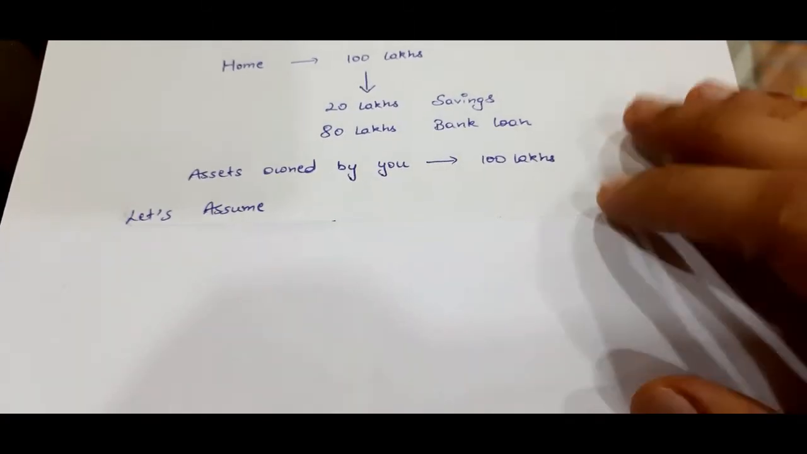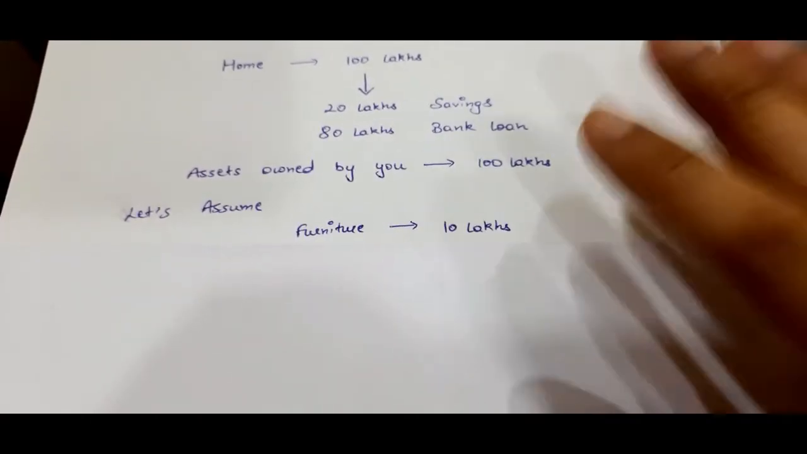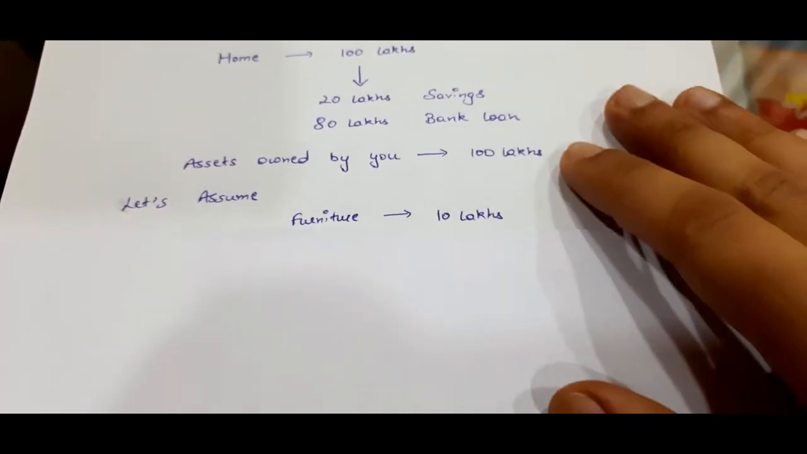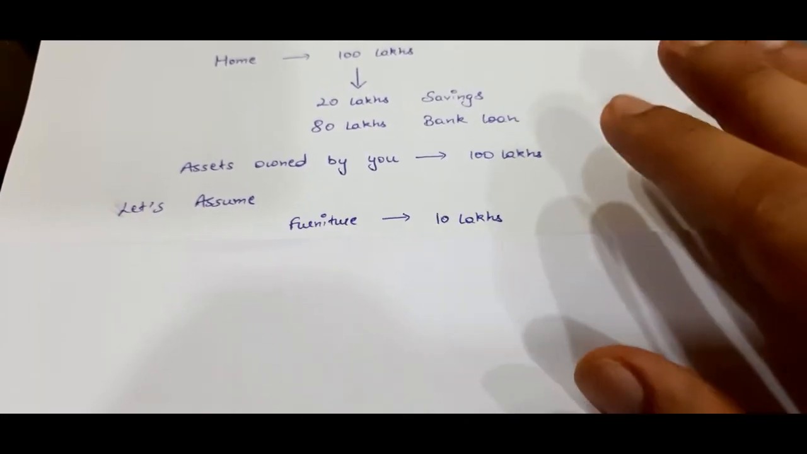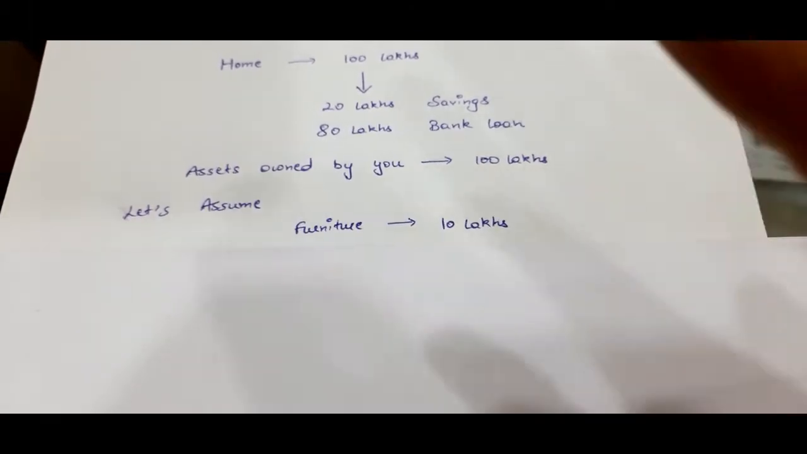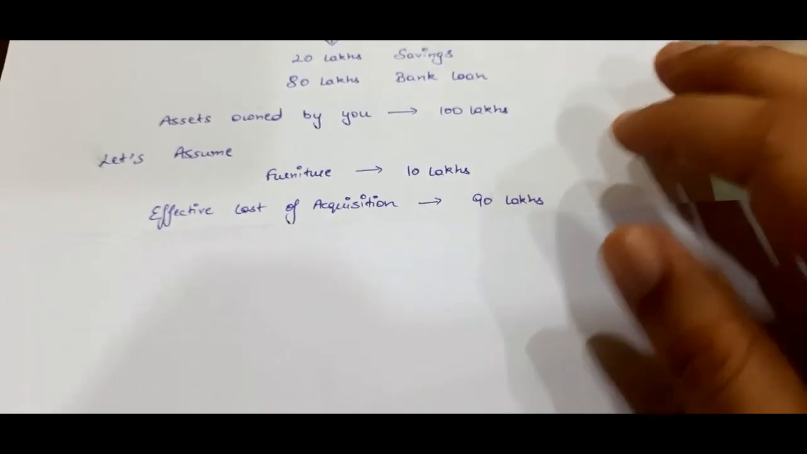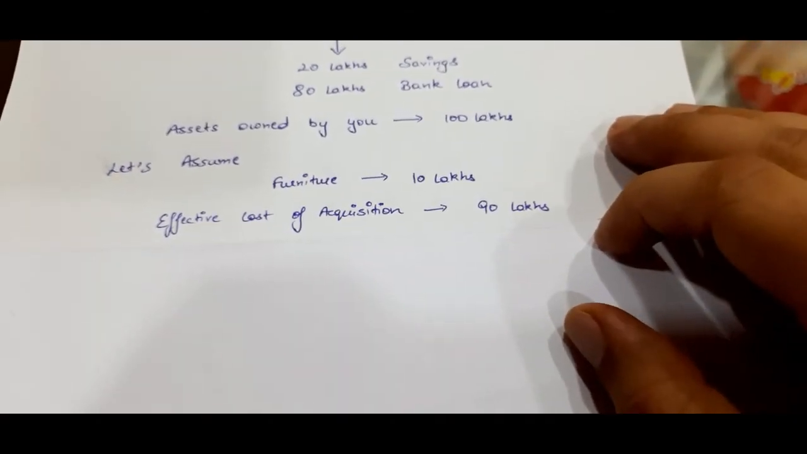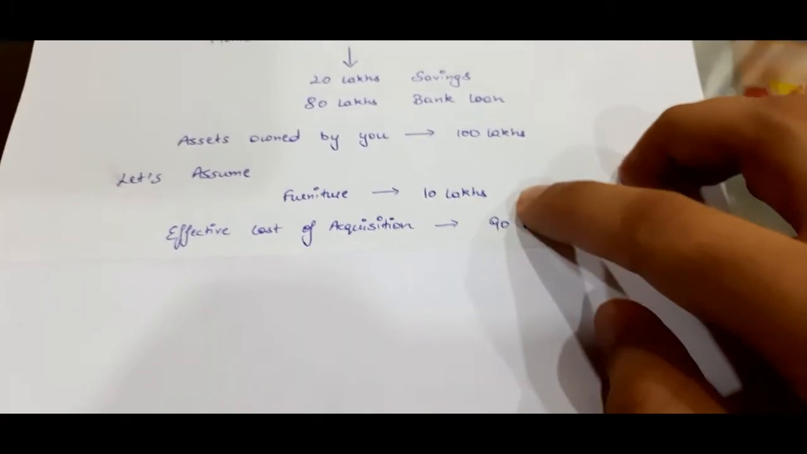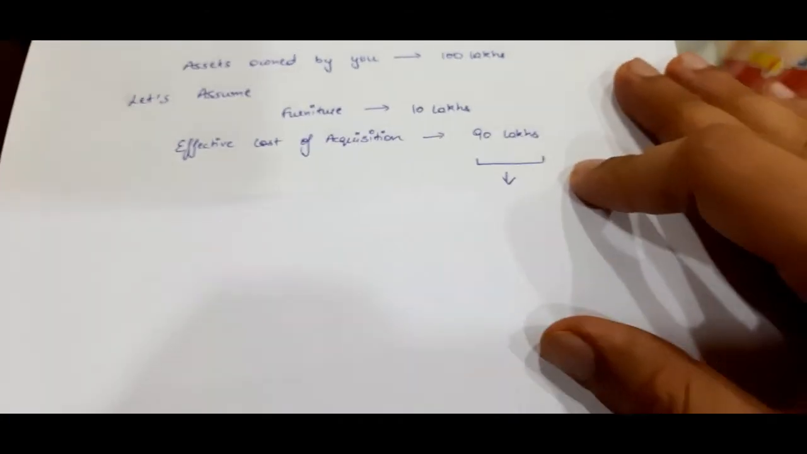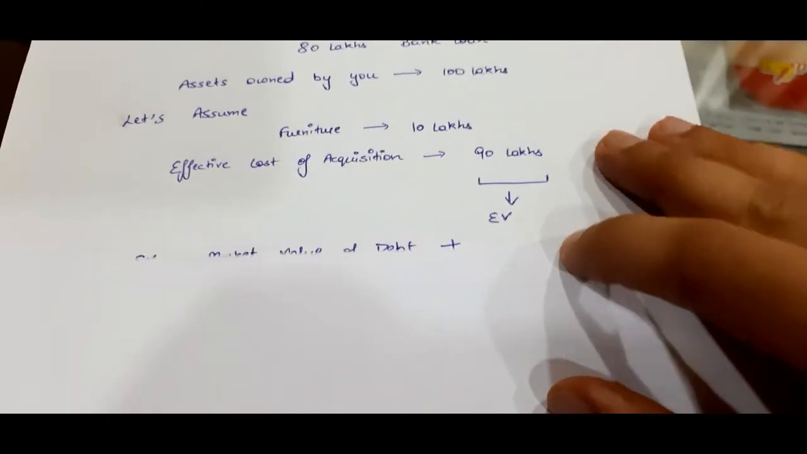Now at the end of this purchase, you own a home worth rupees 100 lakhs. Taking the assumption forward, let's also assume that when you buy this home, you get 10 lakh rupees worth furniture readily available in the home, which you can sell at the par value anytime. What it means is that if you go out and try to sell that furniture, the furniture will easily fetch a value worth rupees 10 lakhs. So the effective cost of acquisition of the home now becomes 90 lakhs. How do we get this number? This is 100 lakhs minus the 10 lakhs. So this 90 lakhs effectively is the enterprise value of the home.